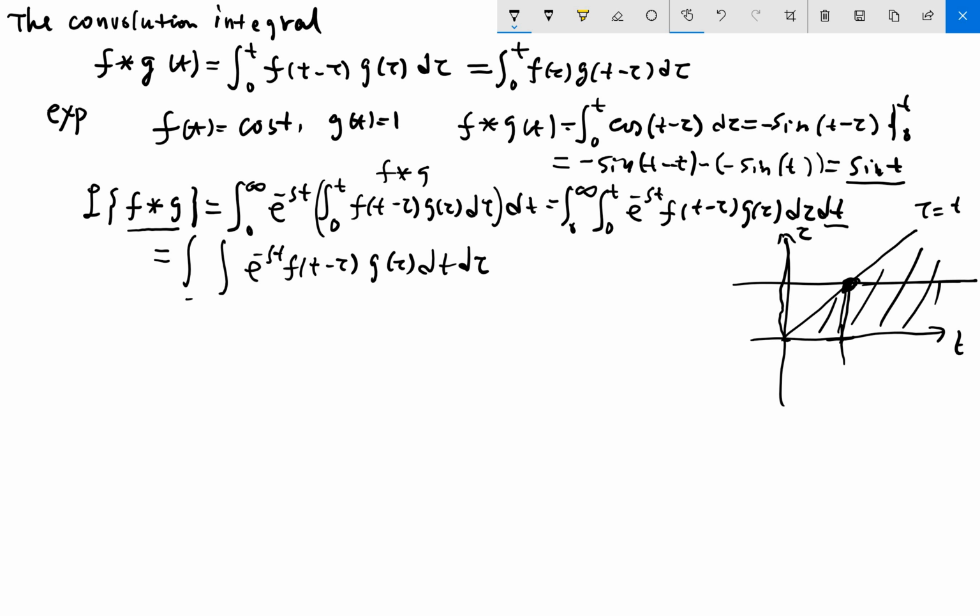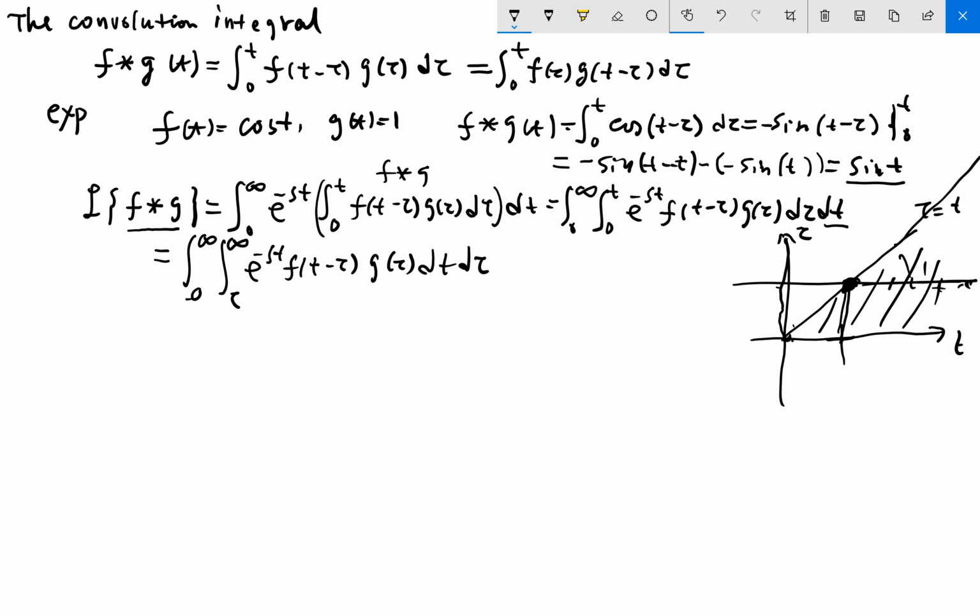So first of all, in this region tau goes from 0 to infinity because it goes all the way there. And t is bigger than tau and less than infinity. So that's what we have.